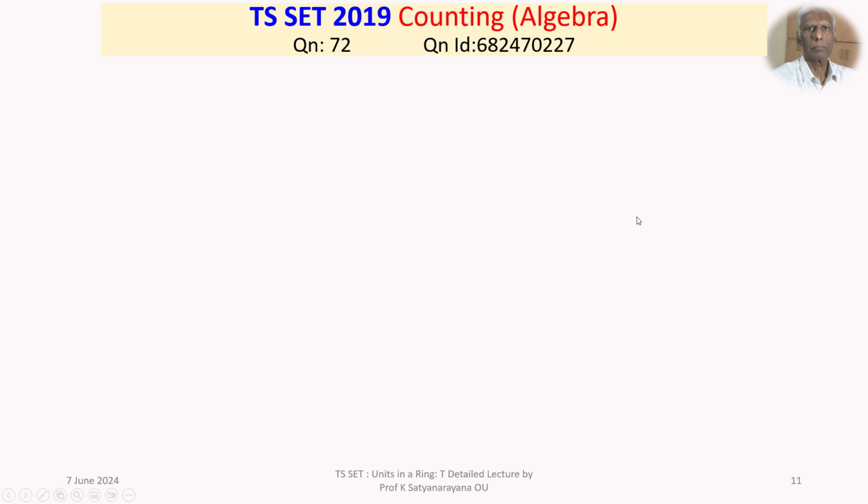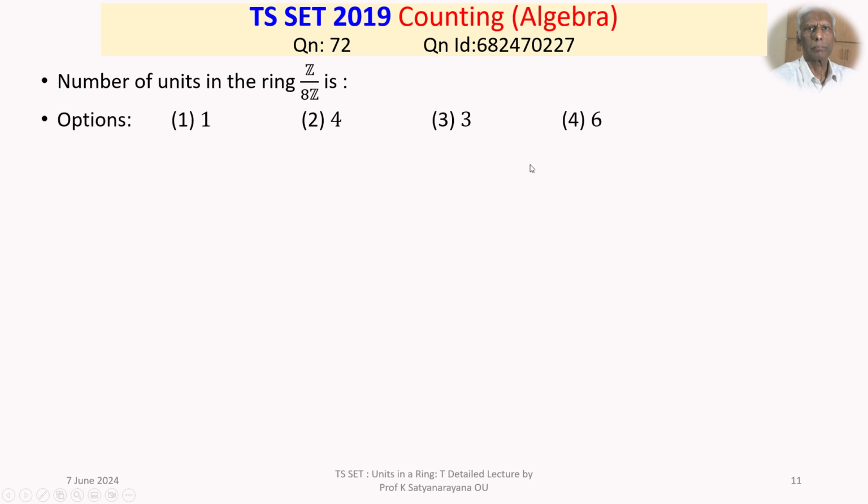Now we go to a question that came in TS set 2019, and it is not counting, it is on units. Question number 72 and question ID is this one. The number of units in the ring Z by 8Z, that means Z8, is... We are given 4 options. Great. Now the solution.